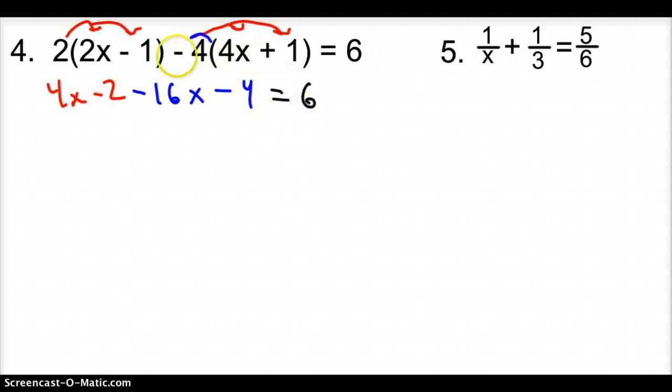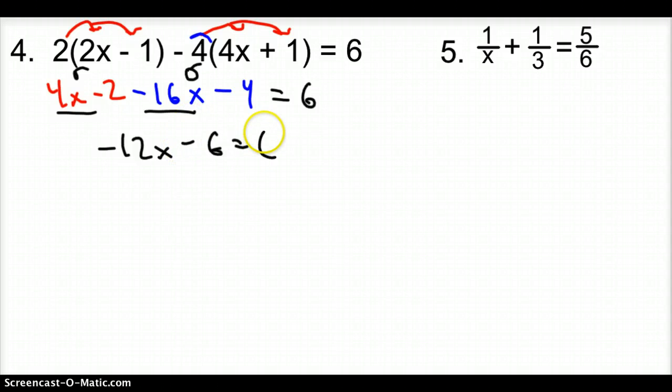So again, I thought of this as a negative 4. If you want to multiply this 4 and then change the sign with the negative, that's fine. I just always think of numbers like this as a negative 4 when I distribute. So let's clean things up a little bit. The same fruits, we have x, we have the same apples. So if we have 4 apples and we take away 16 apples, how many apples do we have? We have negative 12 apples. Then we have two numbers, which is minus 6 equals 6.